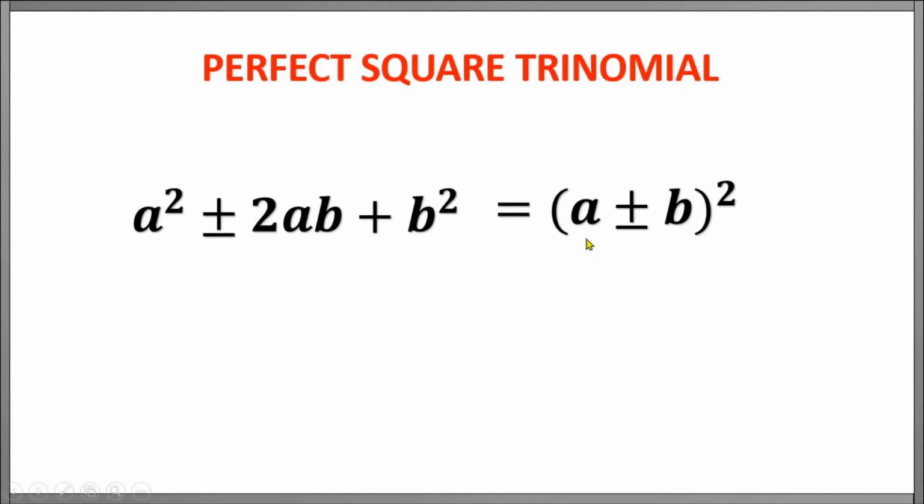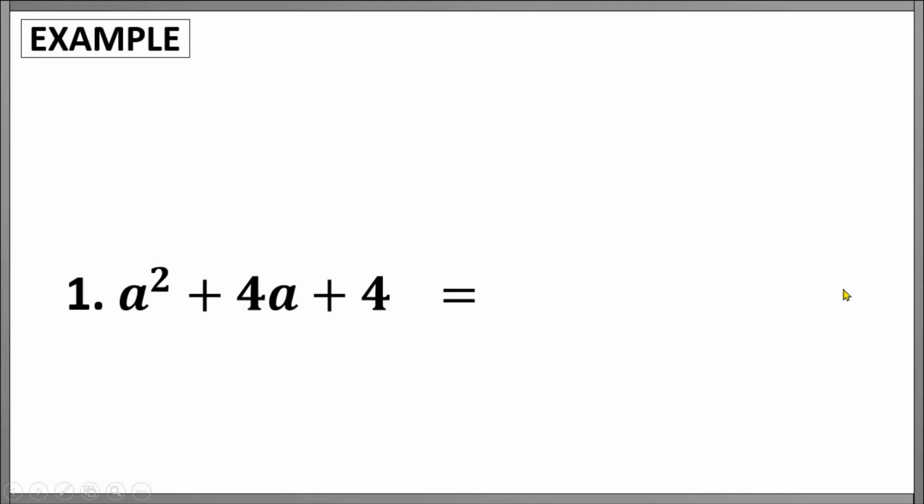The first term of this binomial is the square root of the first term on the given, while its second term is the square root of the last term of our given. Its operation is the first operation on our given perfect square trinomial. Let us proceed in discussing some examples for you to master that process.